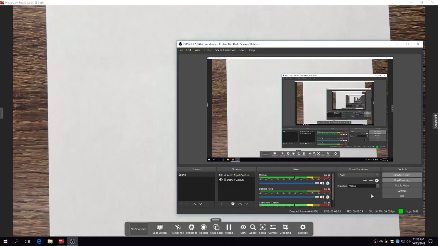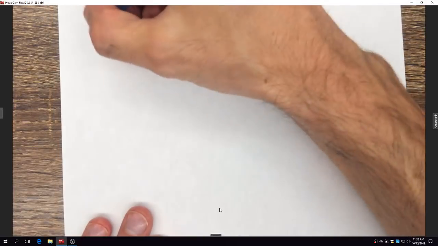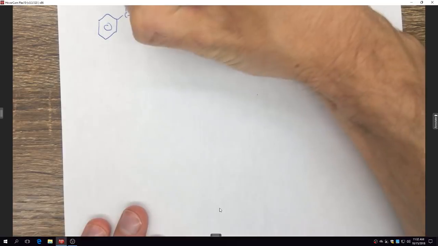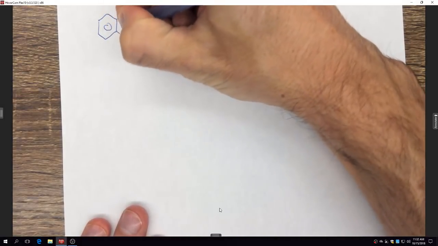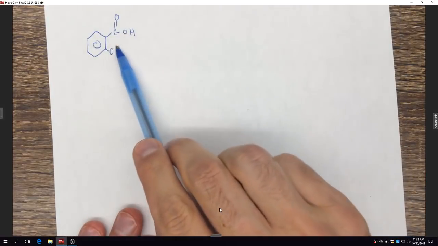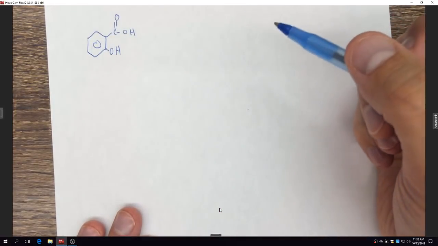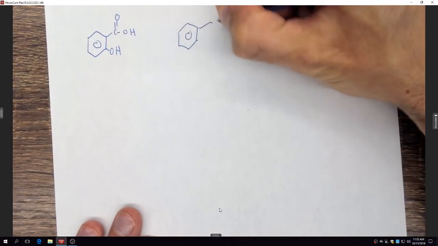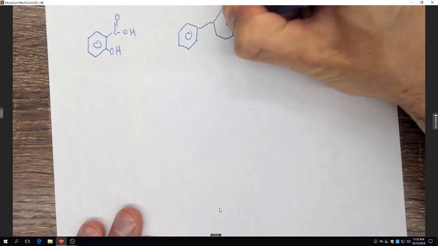So that's basically our goal here, and I could take this off the screen because we don't need to see that. All right, so let's take a look. The first mixture that you're going to do, this is part 1 and part 2 of the experiment, is you're going to take salicylic acid. Salicylic acid is a carboxylic acid, and it happens to be also a phenol. It has an OH bonded to a ring. And you're going to have that mixed with biphenyl. Biphenyl is just two benzene rings hooked together.